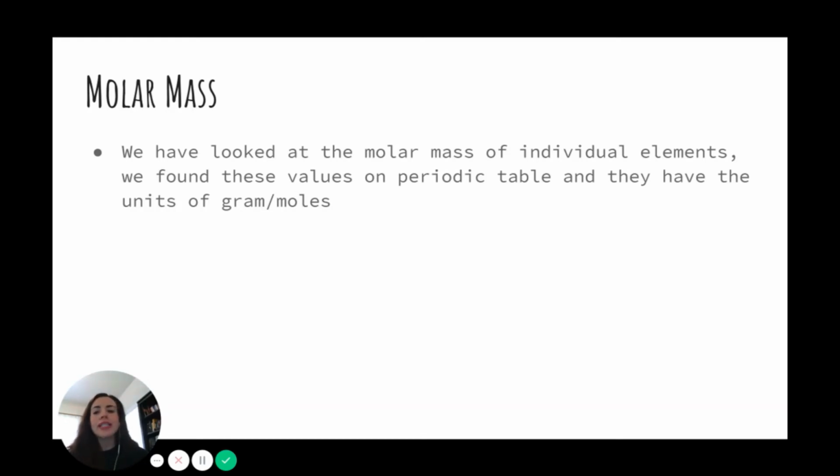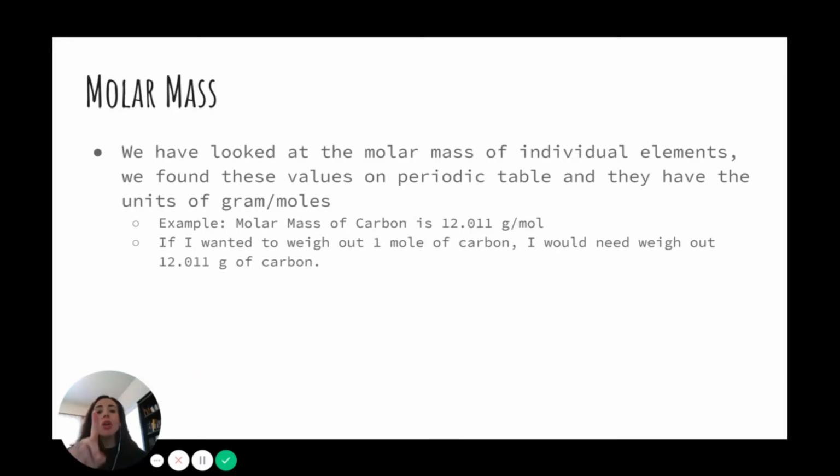So for example, if I was talking about carbon and I wanted to know what the molar mass of carbon was, I look on my periodic table and I see that the molar mass of carbon is 12.011 grams per mole. So if I wanted to weigh out 1 mole of carbon, I would have to weigh out 12.011 grams of carbon. Now this is review. We've actually talked about this before, so hopefully this is just refreshing your memory.